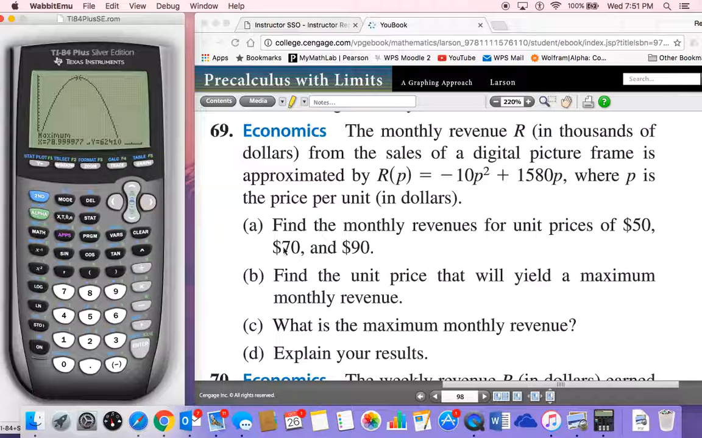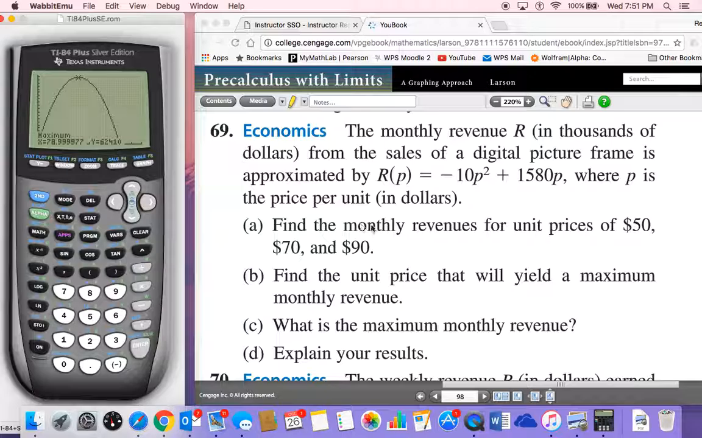Okay. And that's how, if I wanted to answer this question, this answers question C, because the revenue is the Y value. What is the maximum monthly revenue? You would answer $62,410.